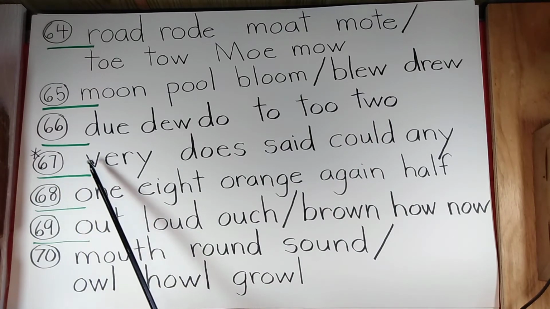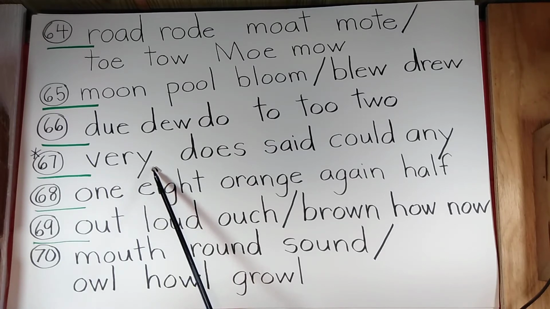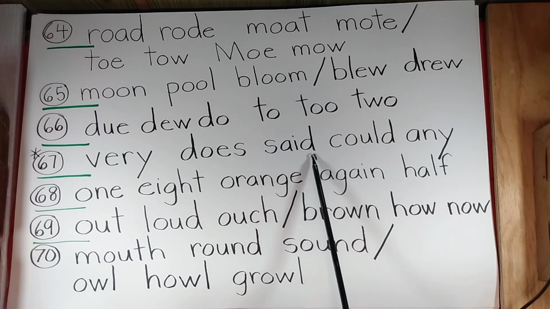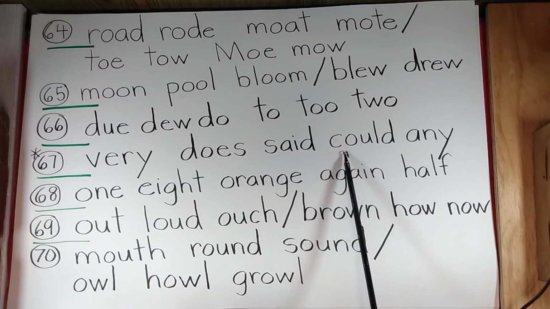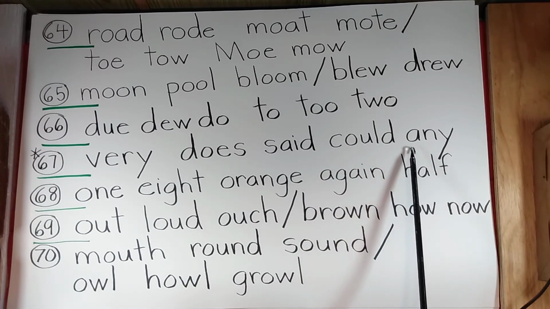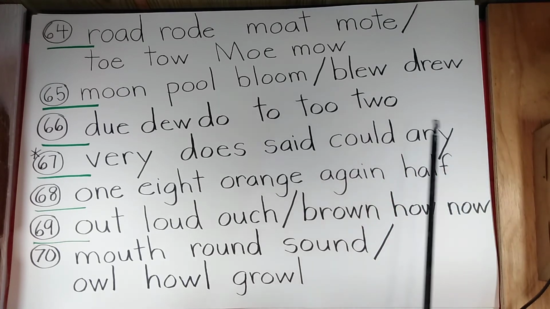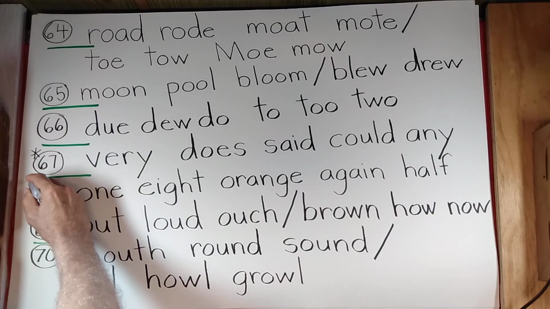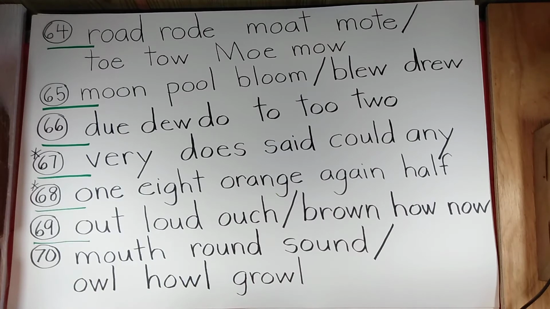67. Very, does, said, could, any. And this is a tough one because these are elephant words. And they don't follow the regular phonetic rules.